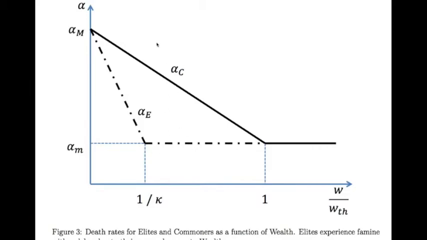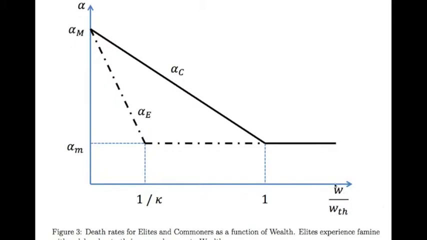So let me walk you through the relationship between the mortality rate alpha and the wealth. Essentially, first of all, let's look at high values of wealth. If there's a lot of wealth in the system, and this wealth is expressed as a ratio between the wealth in the system and some threshold that we'll define in a second, it's used to denote the minimum wealth that is required to sustain population.